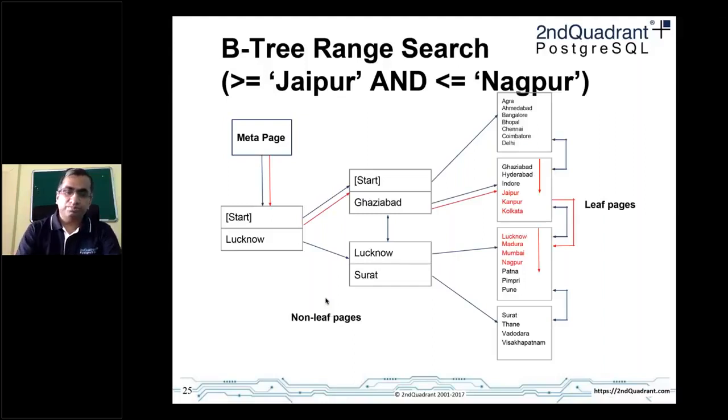Once you exhaust all the index tuples in the leaf page, we use the next pointer between the leaf pages, and we go to the next leaf page and again start reading from the start. So we read Lucknow, Madurai, Mumbai, Nagpur, and since we have to end our search at Nagpur, as soon as we find a tuple which is greater than Nagpur, we'll stop and say that all the required tuples have now been retrieved. So that's how a range query or range scan works with B-tree indexes.